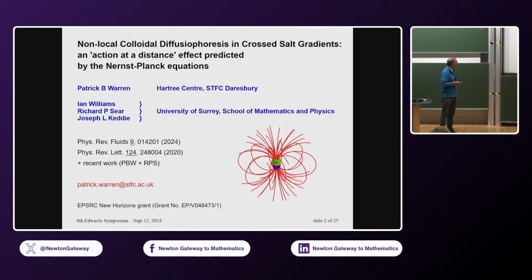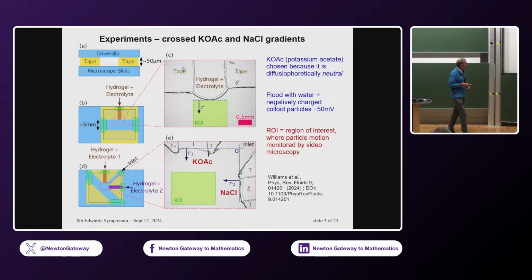So what I'm going to start off with is some experiments to explore this effect that were done by Ian Williams in Joe Keddy's group in the University of Surrey. And they were published earlier this year. So here's the experiments that Ian set up. They're a kind of non-fluidic microfluidics device, if you like. They're skilled in making these channels where you have a microscope slide and a cover slip separated by double-sided sticky tape, as it were, to create channels where fluid can flow.